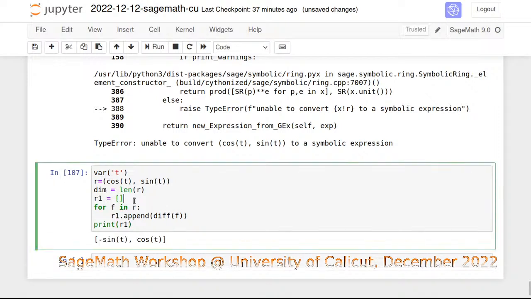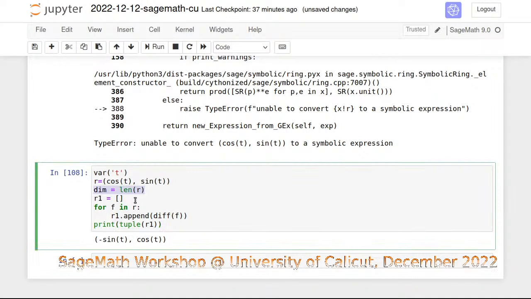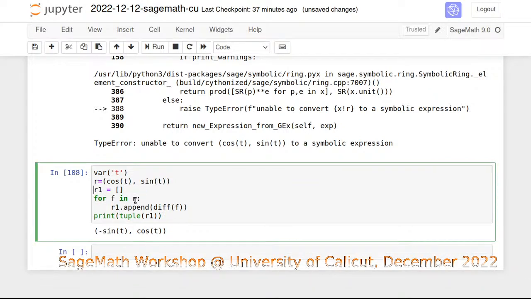Yes, that's working. Maybe I can convert this into print. I don't know whether this will work or not. I'll try. Yes. R1 is an empty list first of all. This is not necessary. This is an alternate way.